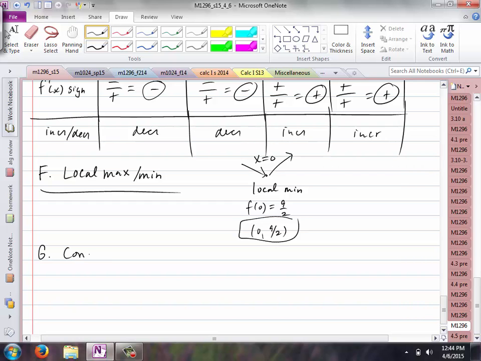So finally we have concavity and inflection points. Increasing and decreasing had to do with our first derivative. What do concavity or inflection points have to do with? What do we need to find? The second derivative. Very good. So I'm going to write down the first derivative answer in its nice simple form.